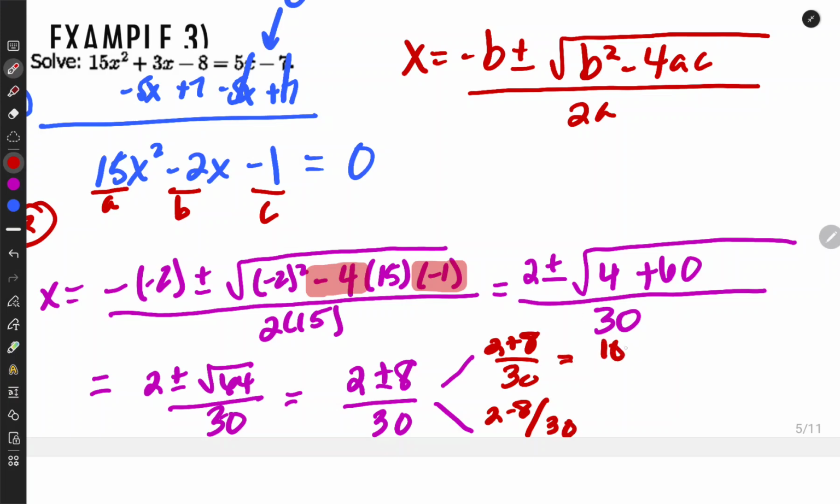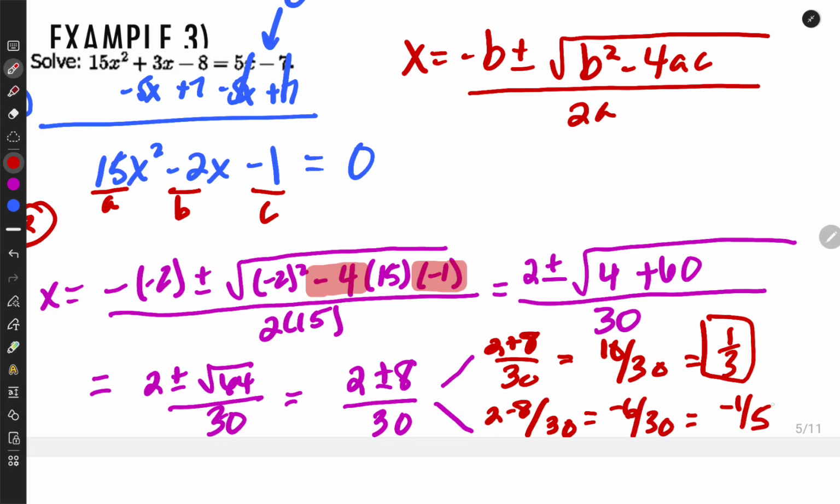2 plus 8 is 10 over 30, which equals 1/3. And we have 2 minus 8, which is going to give us negative 6 over 30, which equals negative 1/5. Okay, so therefore our two solutions are 1/3 and negative 1/5.